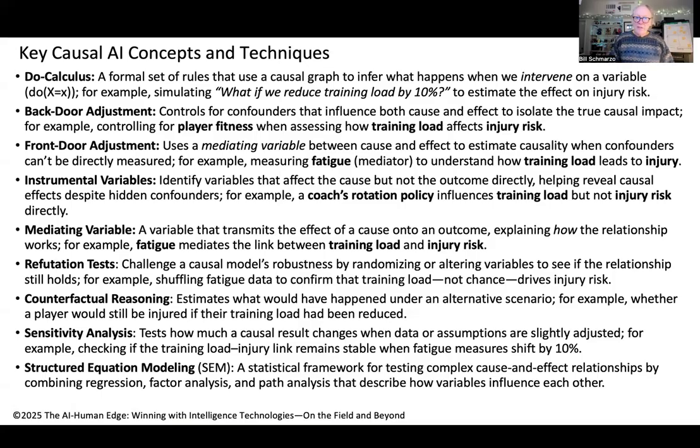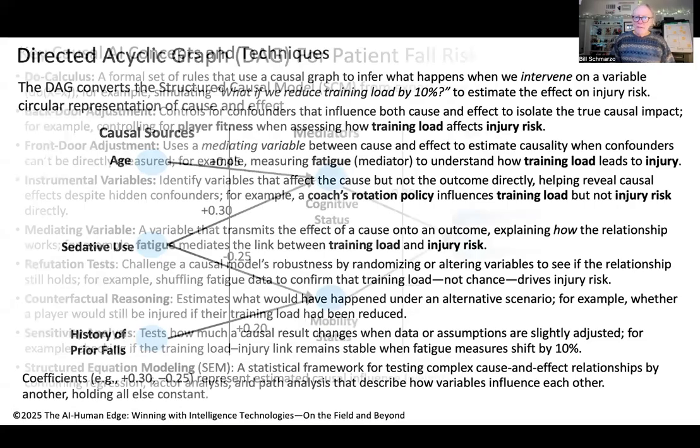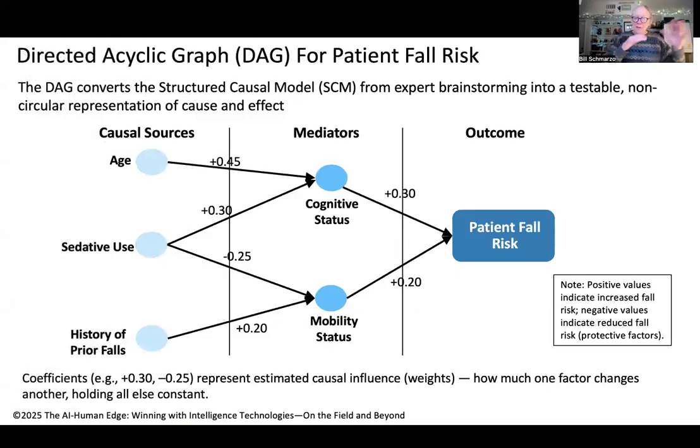So get familiar with these. I include them here. I'm not going to read them, but this is a great starting point if you really want to learn more about causal AI and some of the key concepts. And eventually you end up with a DAG that has the variables around which the data science team is now going to build models, right?